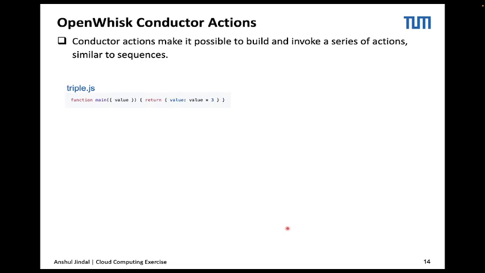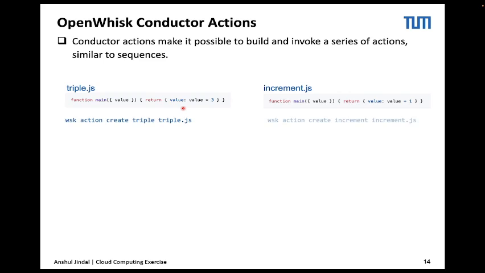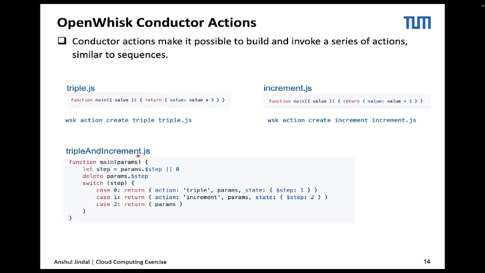So let's say, for example, I have a function called triple.js. It's a file, and within that file we have a function which multiplies the value specified to that function by 3. Then we have an increment function which increments the value by 1. Now I want my conductor function to call these two. So that's where we have this triple and increment function which will call them one by one.